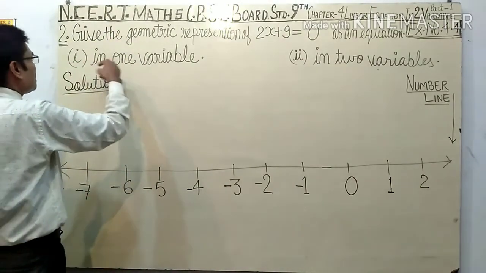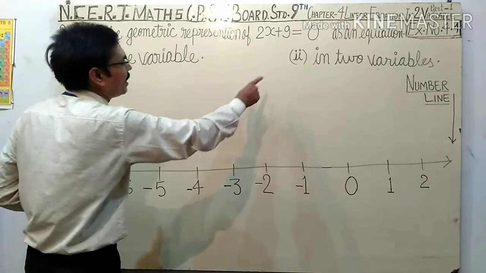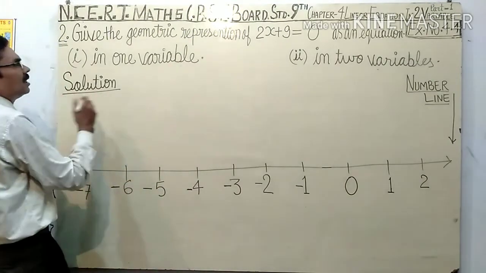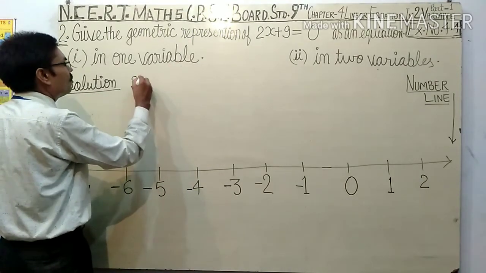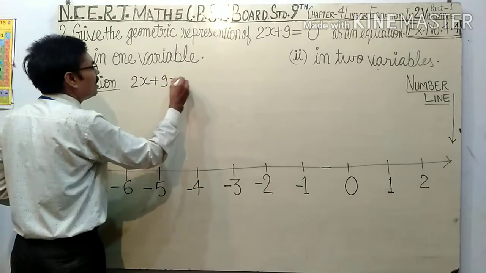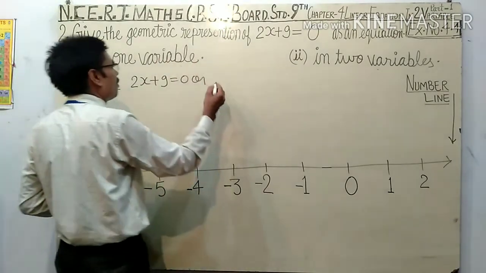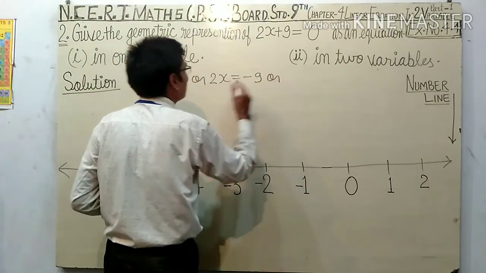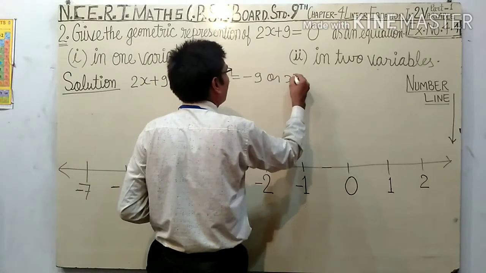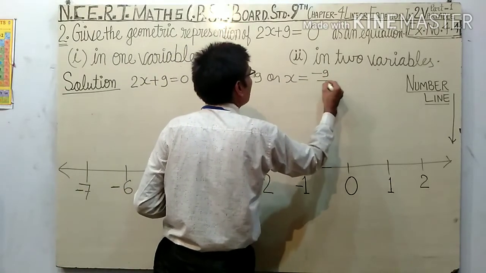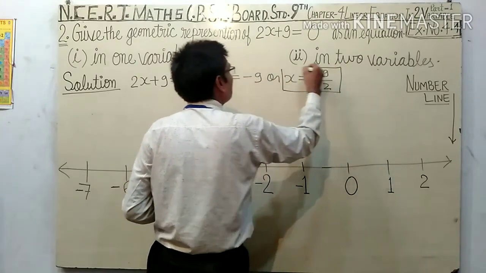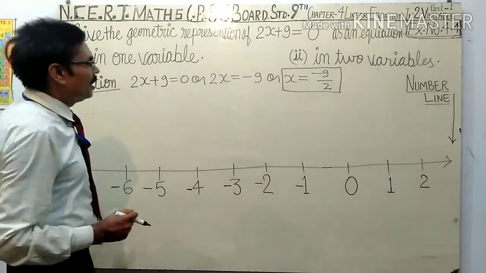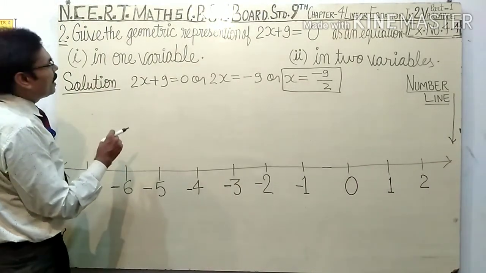Two parts: in the first part, in one variable, and in the second part, in two variables. Students, so we start from the solution. The equation is 2x plus 9 equals 0. By transferring 9 to the right hand side we get 2x equals -9, and after transferring 2 from the left hand side to the right hand side we get x equals -9 by 2.